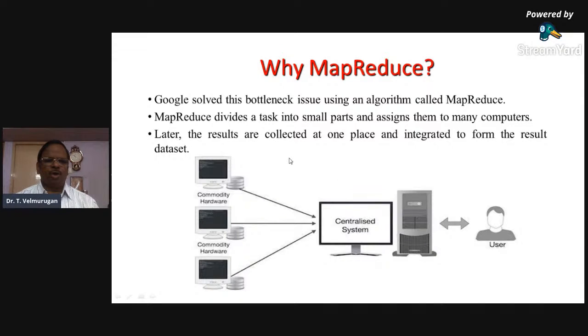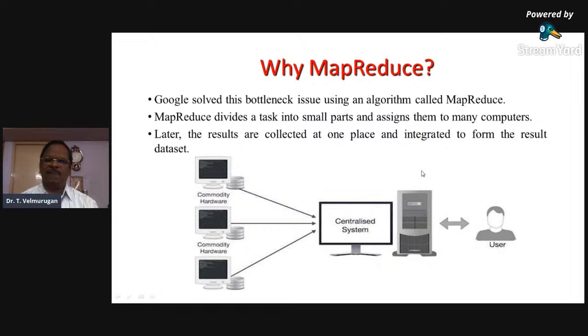In order to solve the above said bottleneck problem, Google solved this issue using an algorithm called the MapReduce algorithm. MapReduce divides a task into smaller parts and assigns them to many computers.